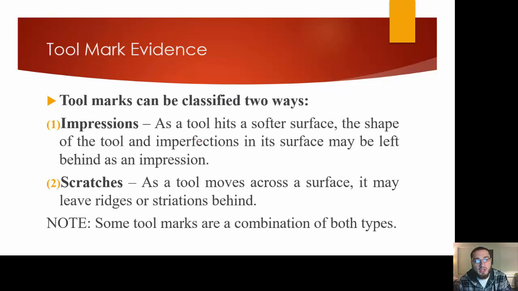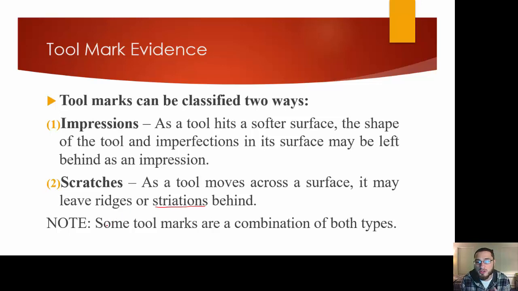So, we can talk about two things: either tool marks as impressions, when a tool hits a softer surface, the shape of the tool and the impression in the surface may be left behind as an impression, and also scratches, as the tool moves across a surface, it may leave ridges or, like I said, striations, those markings, those lines behind.